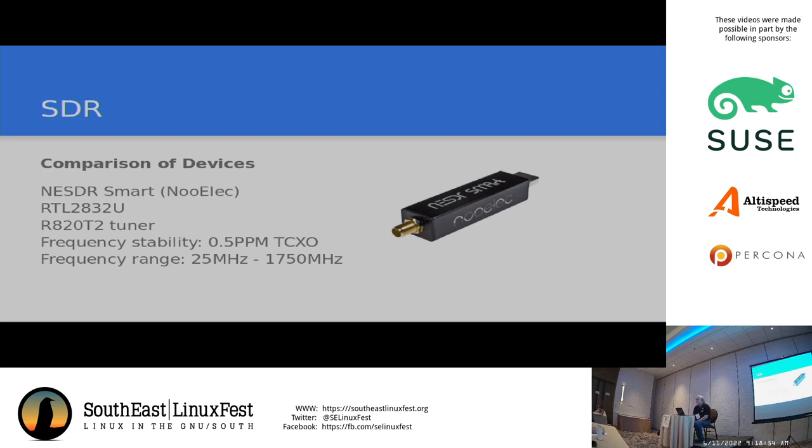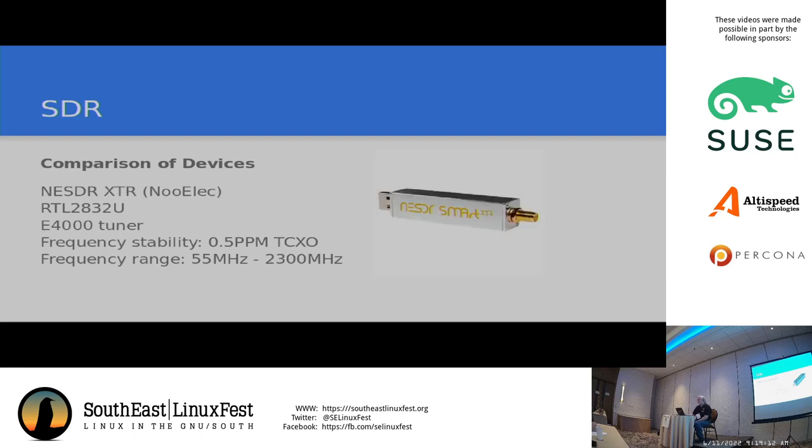The price range, the RTL-SDRs are like in the $20 range. What I've seen, the NESDRs are just slightly higher, maybe upper 20s, lower 30s dollar range. This one, so this is like the deluxe version of the NESDR, is like maybe in the $30, $40 price range.